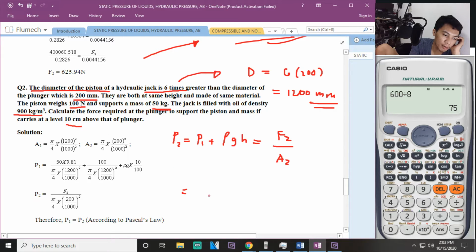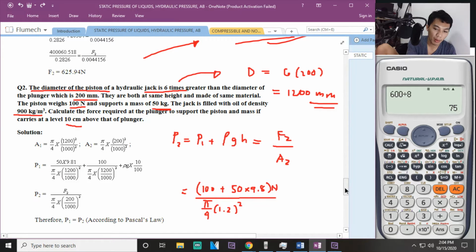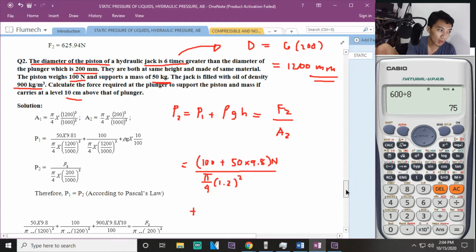So, 100 newton plus 50 kilograms, 50 times 9.81 in newtons na to, divided by yung area, pi over 4 times area 1. So, divide na natin ng 1,000. That is 1.2 meters squared. Plus, the density. Ang density na binigay is in kilogram per meter cube.